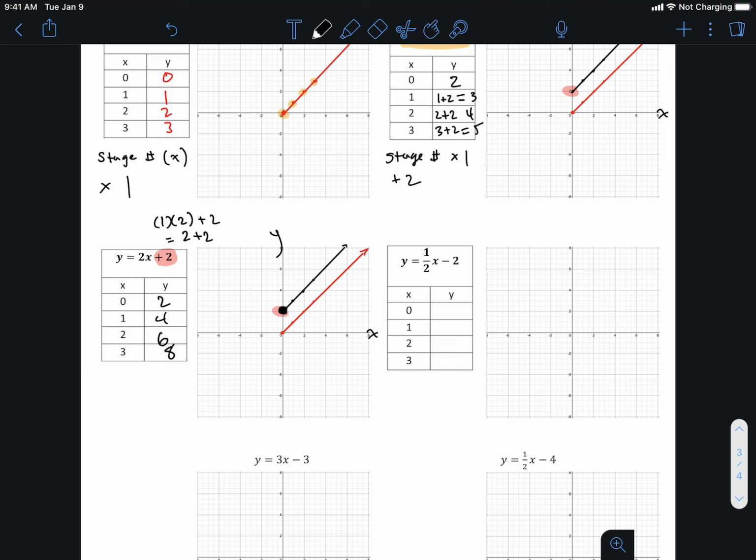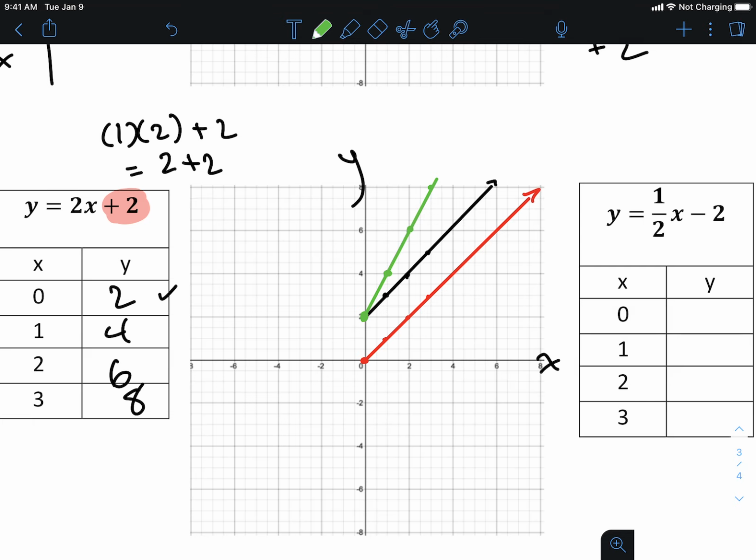And then 2 and 6, and 3 and 8. Okay, what's the problem with my green line now? Not that there's a problem, but what's different about it? The steeper slope, because it goes up by more each time.